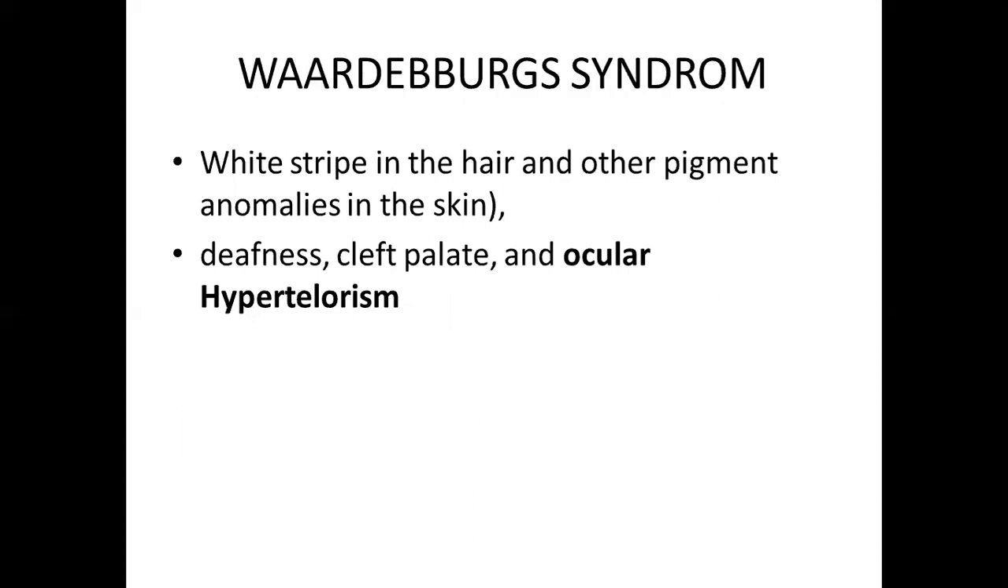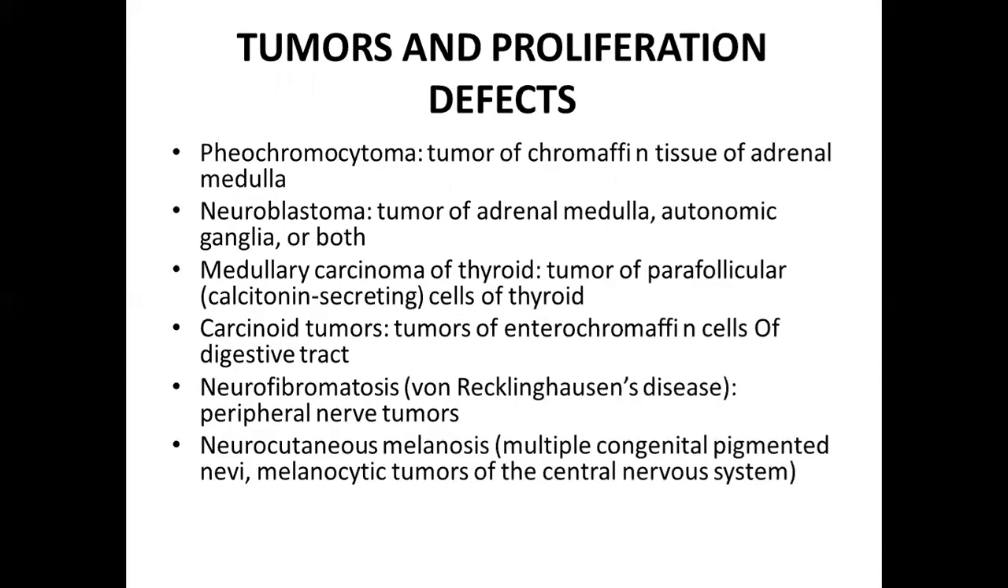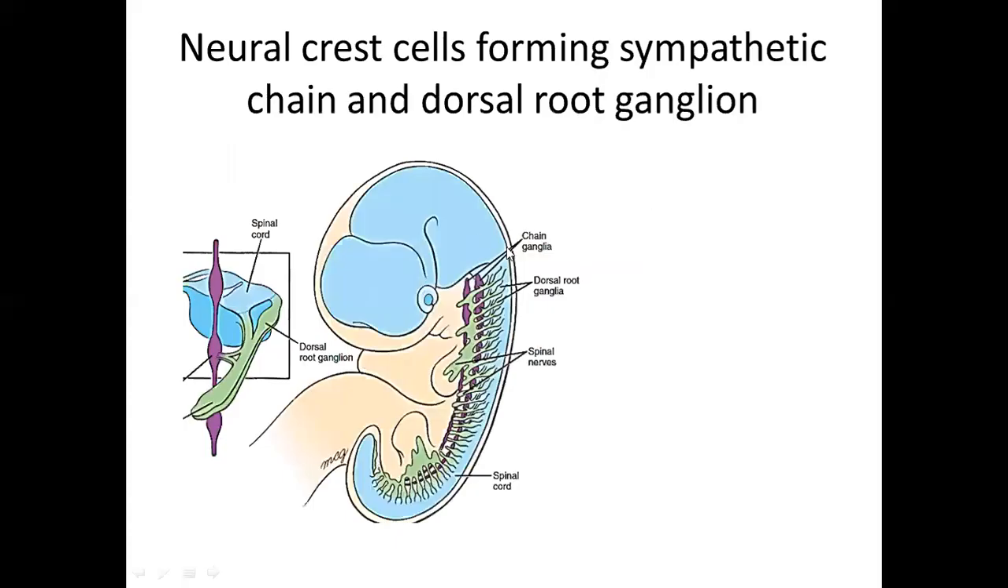Then the Waardenburg syndrome is mainly because of defective pigmentation, because melanoblasts are affected. So there is a white stripe of hair and there is deafness, there is cleft palate and there is ocular hypertelorism, that is wide set eyes. Now the tumors are many. You can remember a few, that is pheochromocytomas, neuroblastomas, neurofibromatosis, right? The rest you can leave.